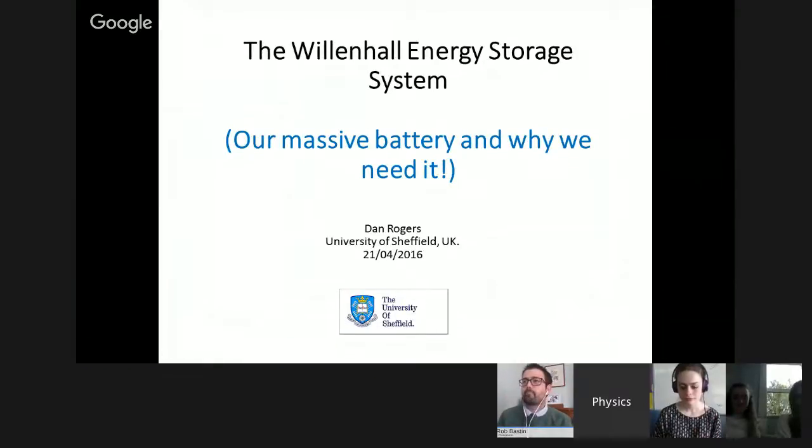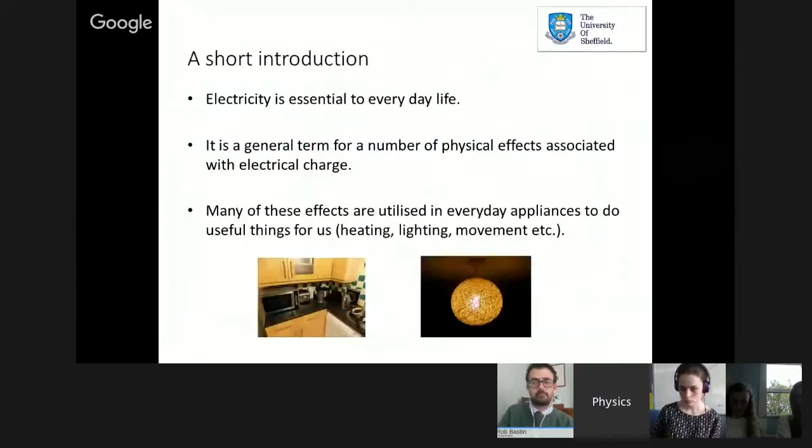Basically I'm in charge, or one of the main engineers in charge of the Willenhall energy storage system. What that is, for want of a better term, is a massive battery just outside the West Midlands, in northwest Birmingham. We basically commissioned it a couple of months ago. We had our grand opening. So I'm just going to talk about that big battery system and why we need it and how we built it. So getting straight on with it really.